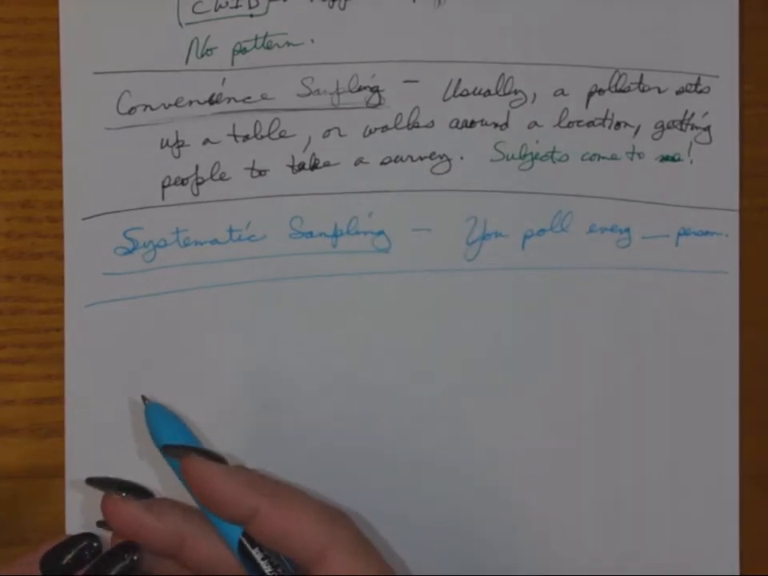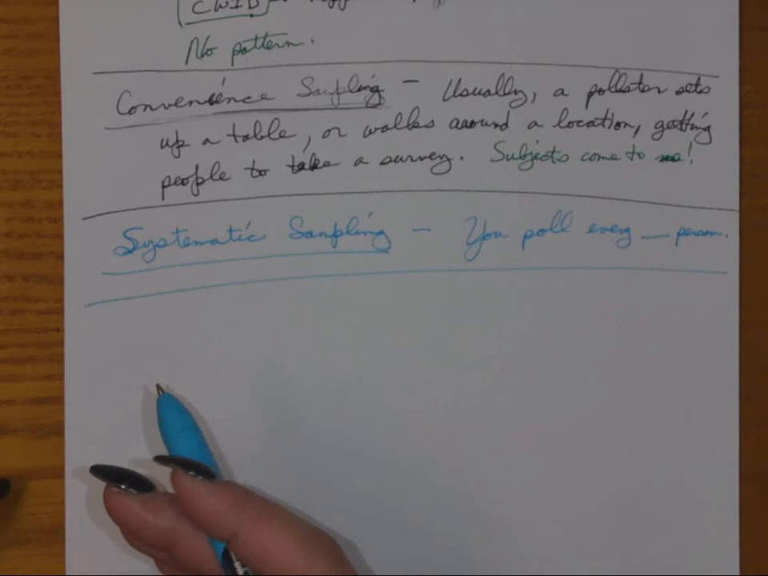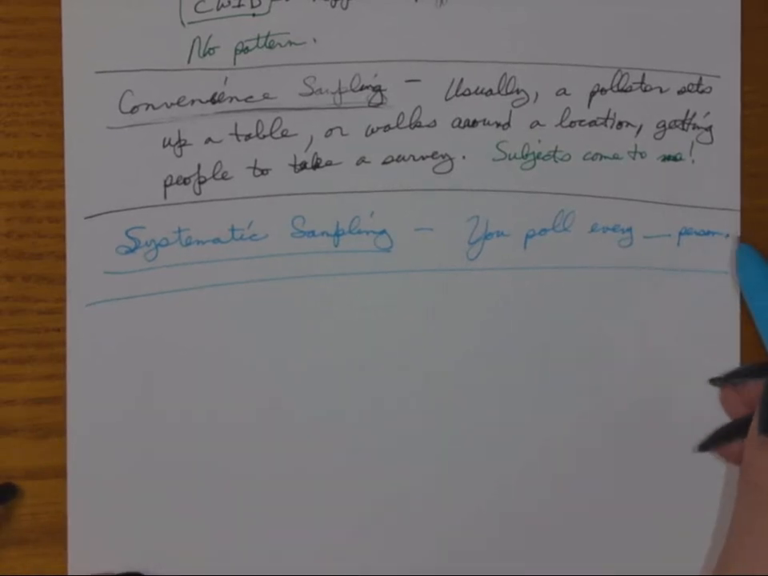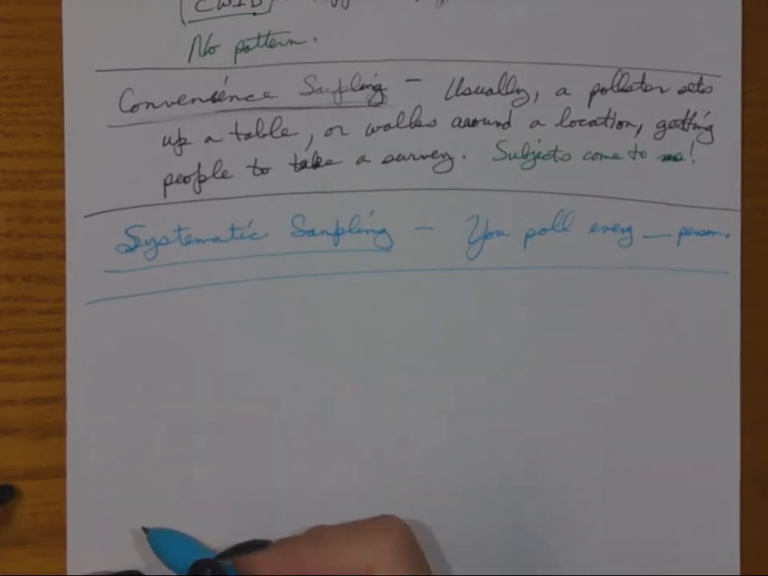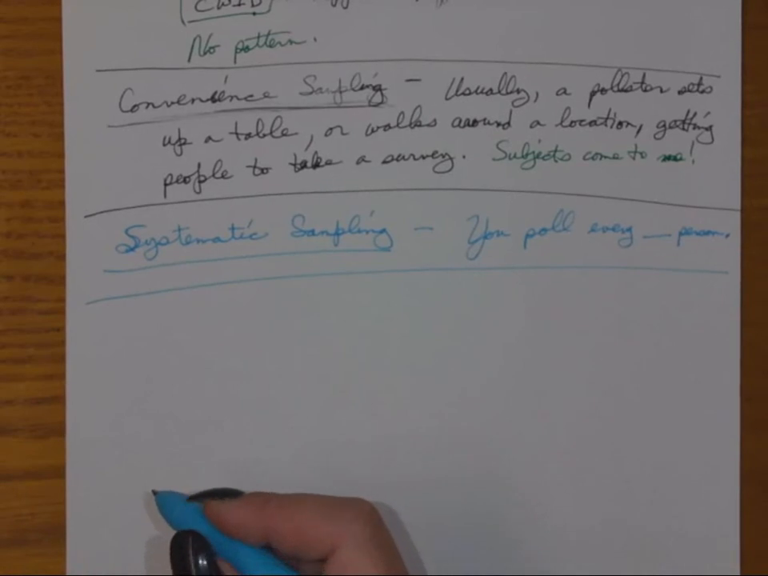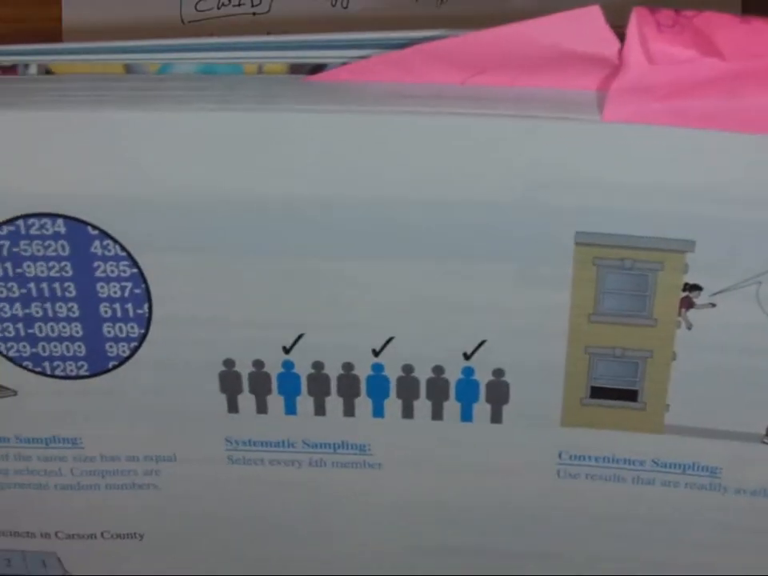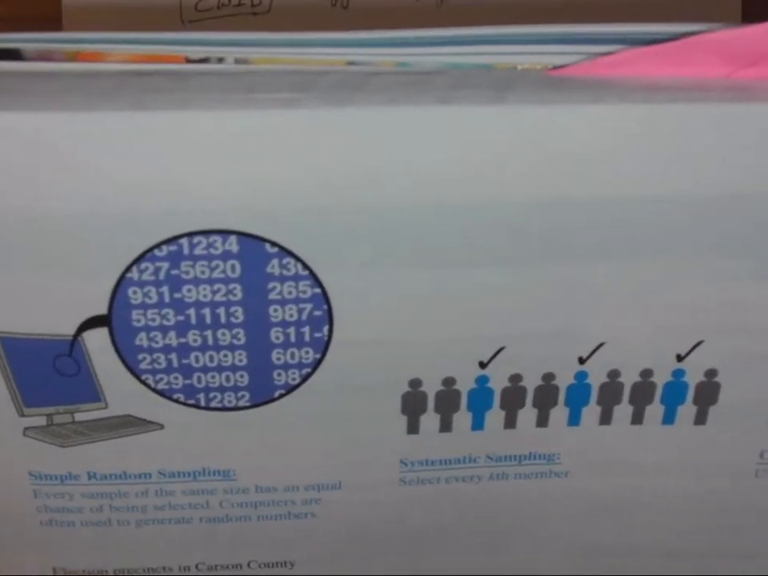So we'll probably get a good mix-up of people, but it can be logistically difficult to do. So that's called systematic sampling. And these two, let me show you these other graphics. I'll go ahead and get them out here.